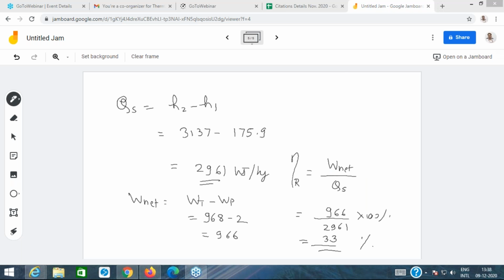I hope you have followed this. Have you understood this now? Hopefully the class has followed this. Similarly, you can find the steam rate and heat rate for this problem also. That I will give as homework. So for the same problem, you need to find the steam rate and the heat rate.